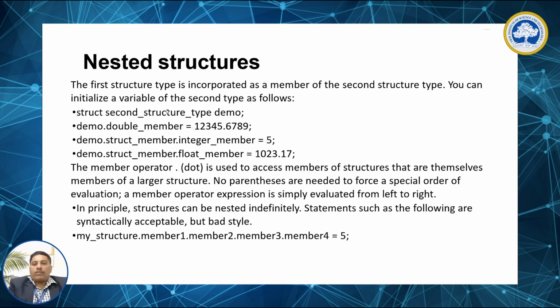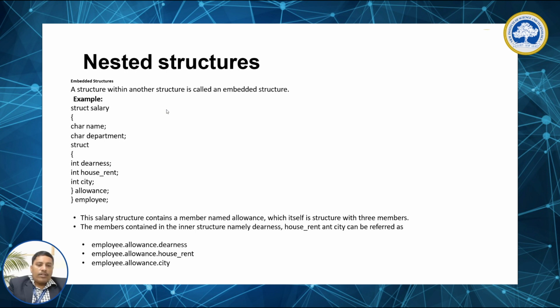Here the dot operators are used to access the members of the member structure inside the larger structure. Parentheses are needed to force a special order of evaluation, since the member operator expression is simply evaluated from left to right. In principle, structures can be nested indefinitely. Statements such as the following are syntactically acceptable but bad style. We can use my structure dot number 1 dot number 2 dot number 3 dot number 4 equal to 5. I can assign like this also. So this is another example.